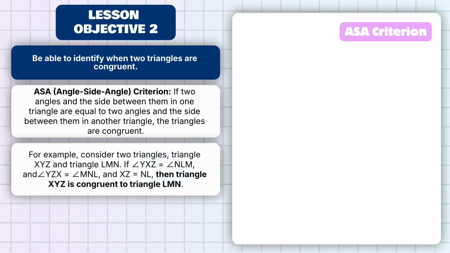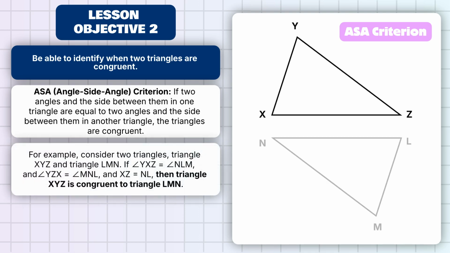For example, take two triangles, triangle XYZ and triangle LMN. If angle YXZ equals angle NLM and angle YZX equals angle MNL and side XZ equals side NL, then triangle XYZ is congruent to triangle LMN.